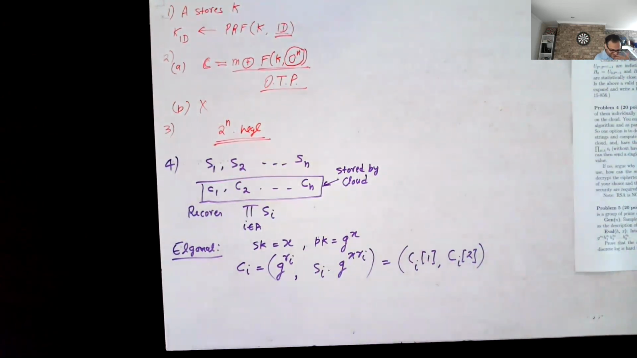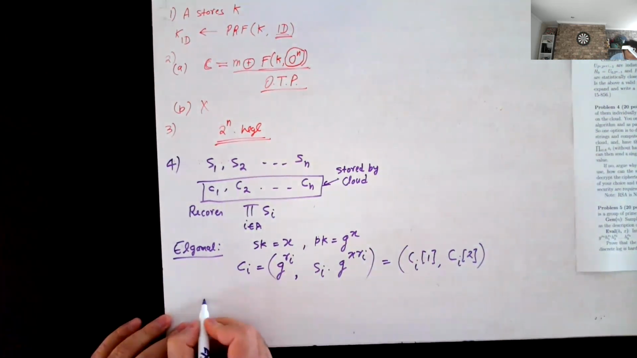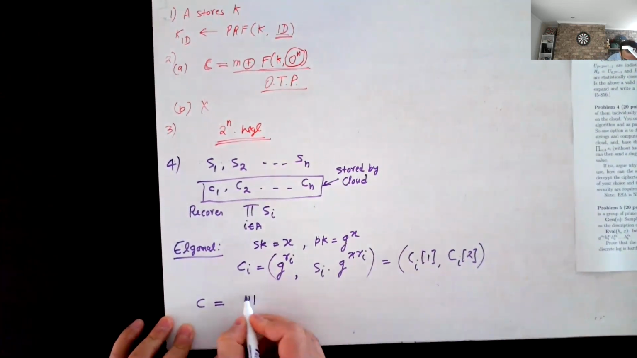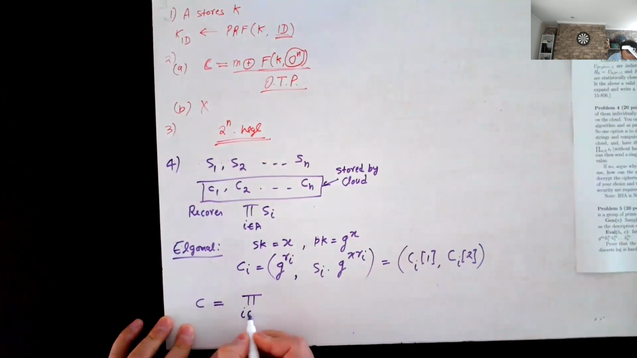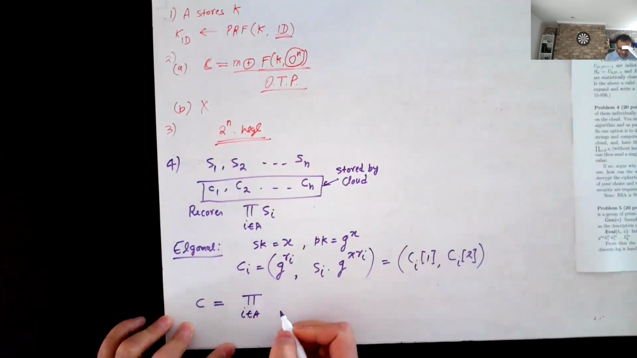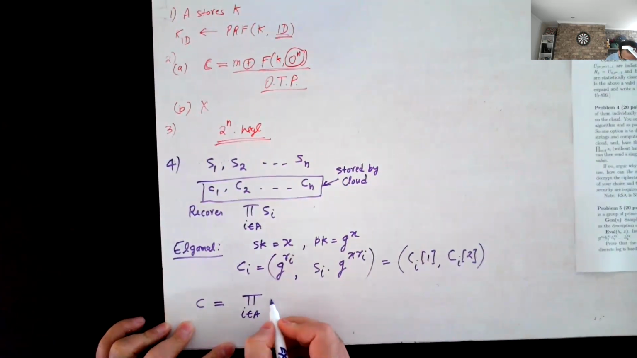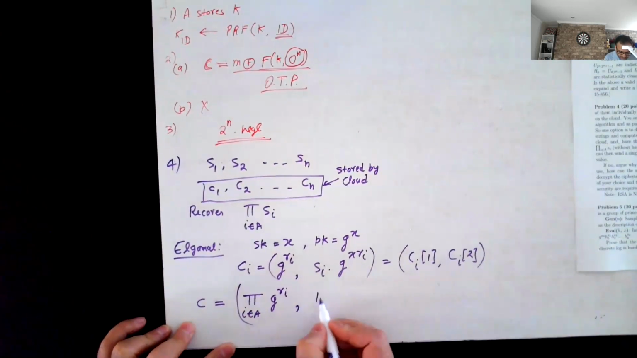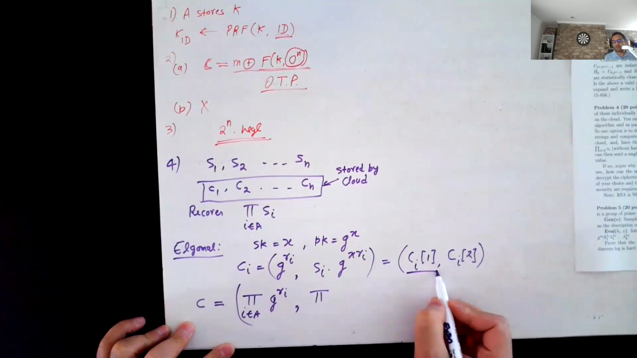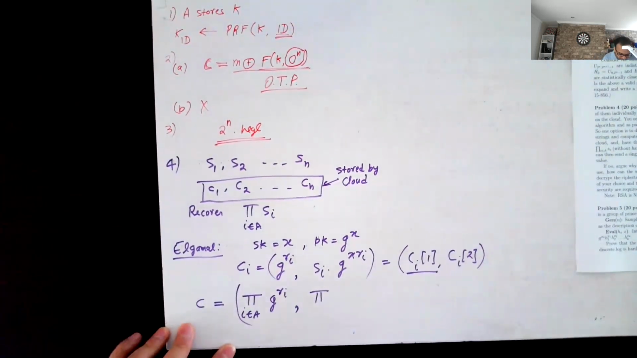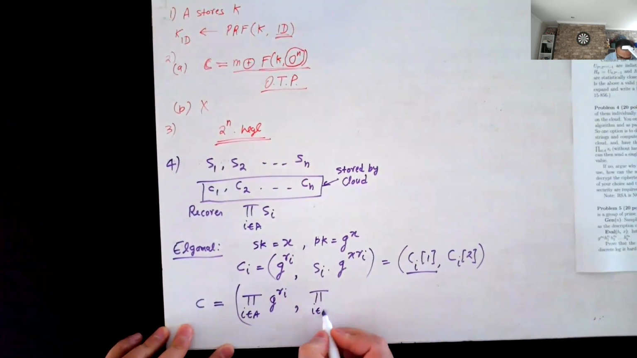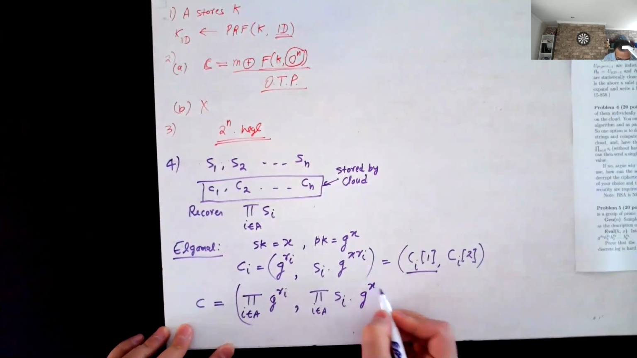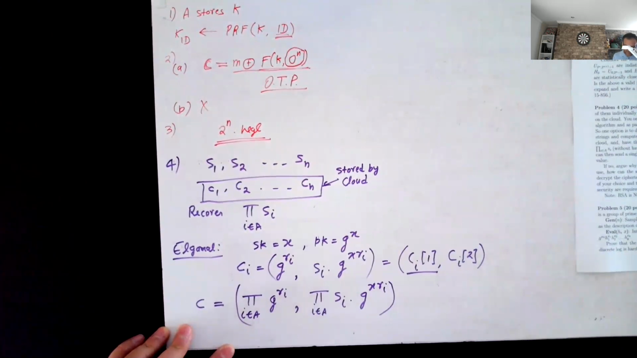and the cloud can just compute a ciphertext C, which is as follows. That is the product over i in A of g^{r_i}, which is just the first components of the ciphertexts from set A multiplied with each other, and the product over i in A of s_i · g^{x r_i}.